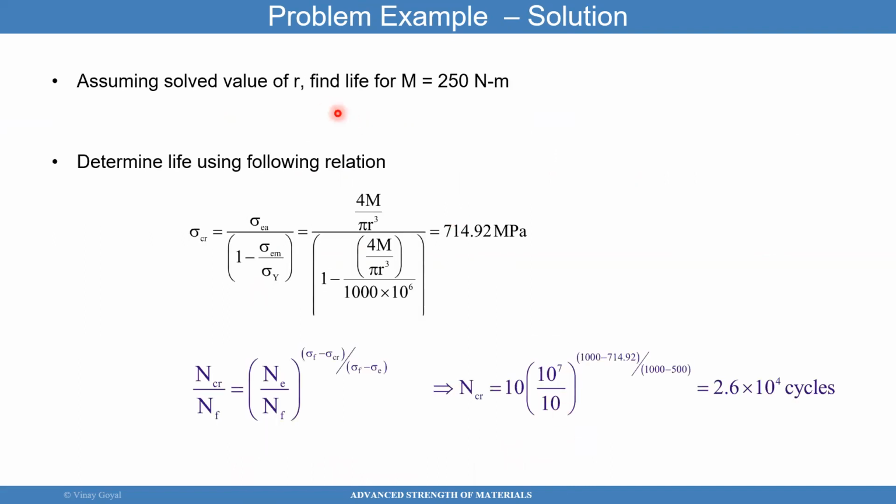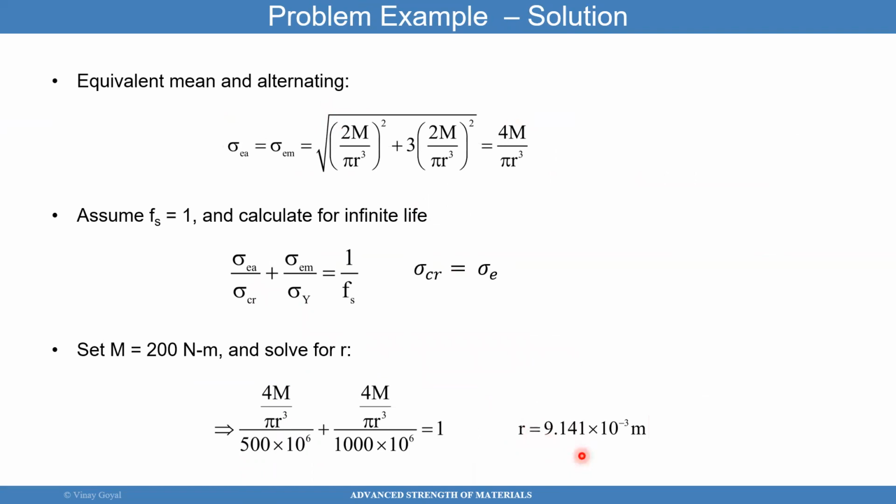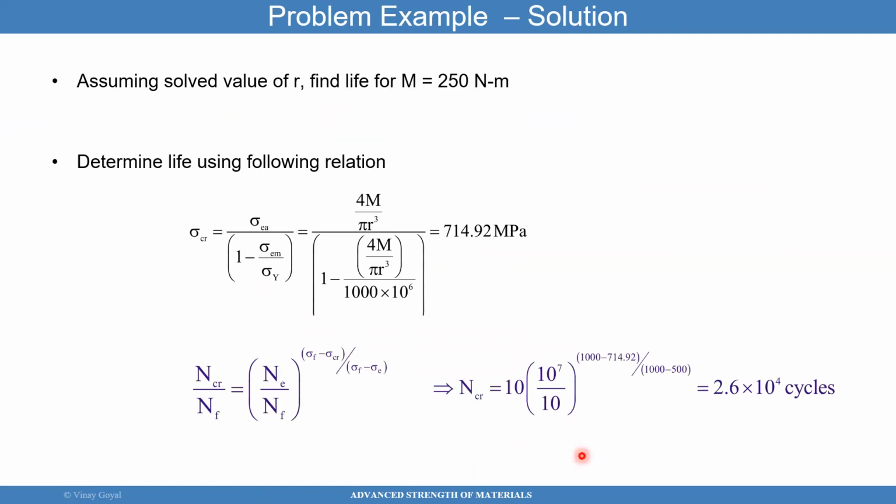But it says that if you use this value to now redo the problem, but increasing the moment to 250, we're going to use the Soderberg criteria and plug in the equivalent value of alternating stress, which is 4M divided by pi r cubed, divided by 1 minus the equivalent mean stress, 4M divided by pi r cubed, over the yield, which is 1,000. All this calculation using that radius gives me 714.92.